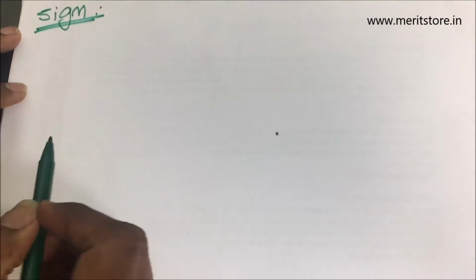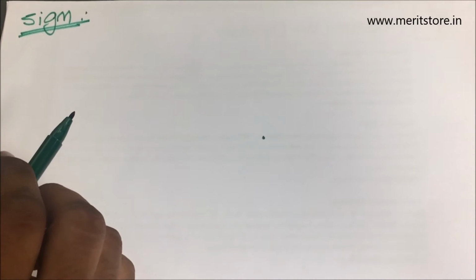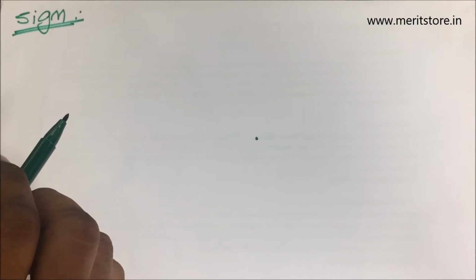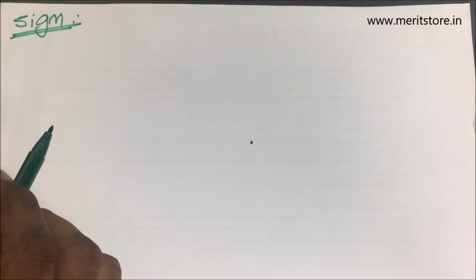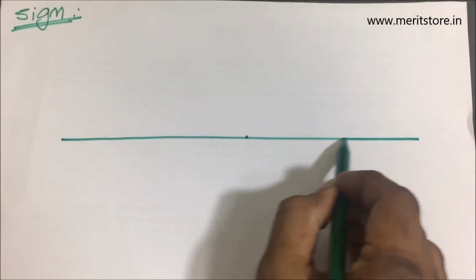Look at the sign convention. A sign convention is very important when it comes to numericals. We will have to use these sign conventions to know how we can convert and how we can understand the data that is given to us. For this, it's important that we know the Cartesian coordinate system.